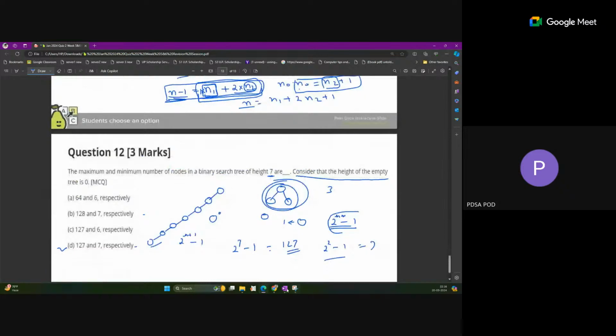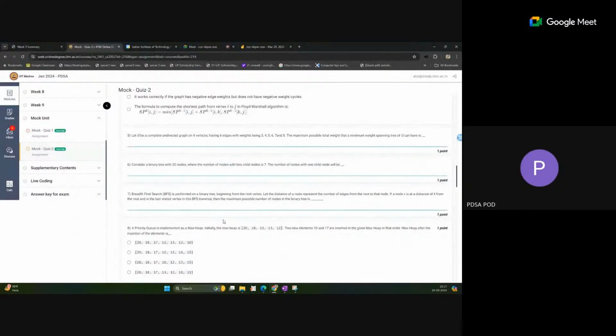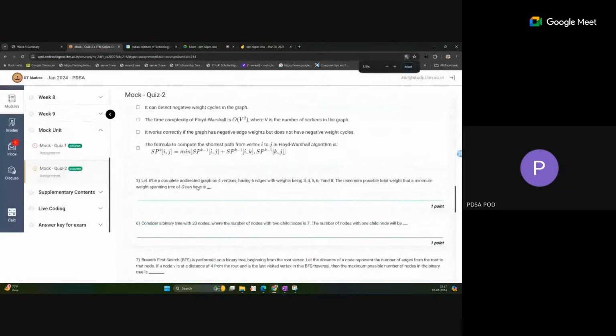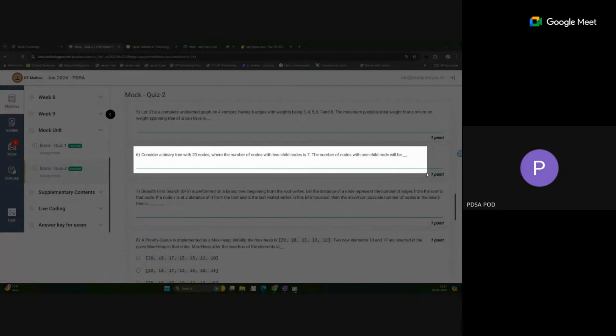Yeah, this is the last question in this, and let's look at the mock. Okay, the mock has 6 questions. Let me zoom in. Consider a binary tree with 20 nodes. Here the n value is given. So this is the question which we can solve.